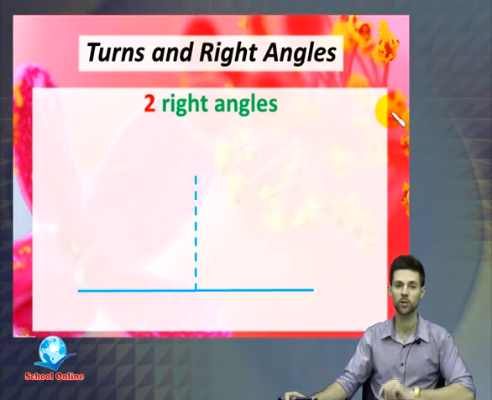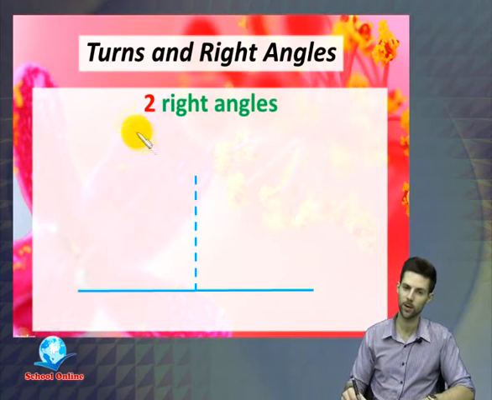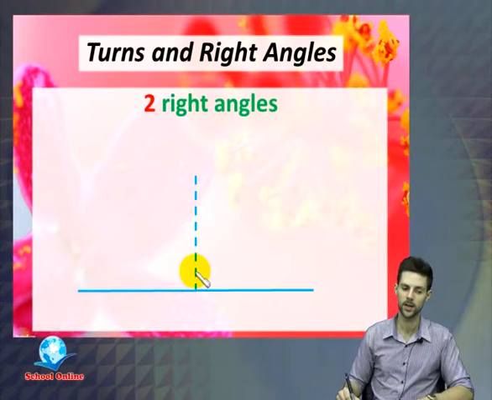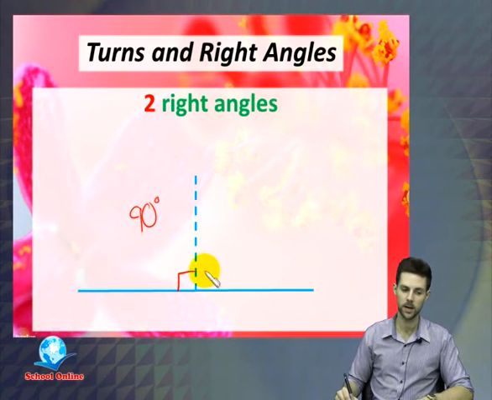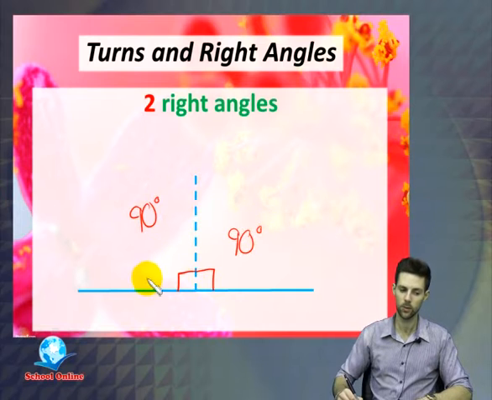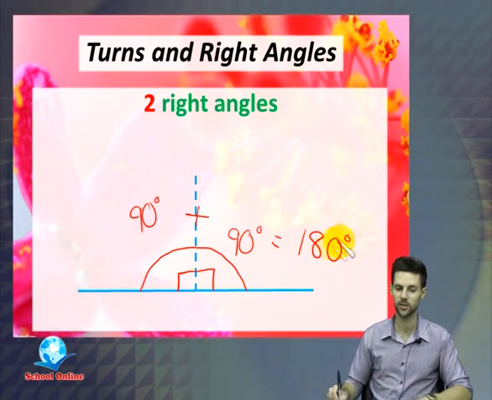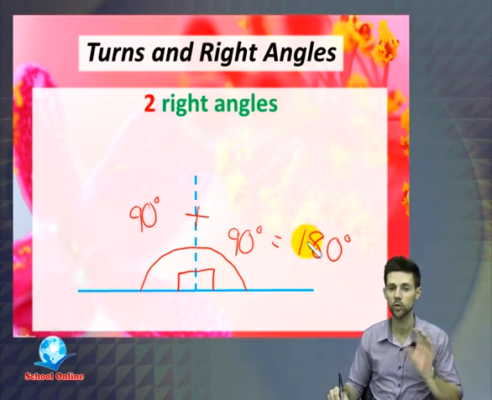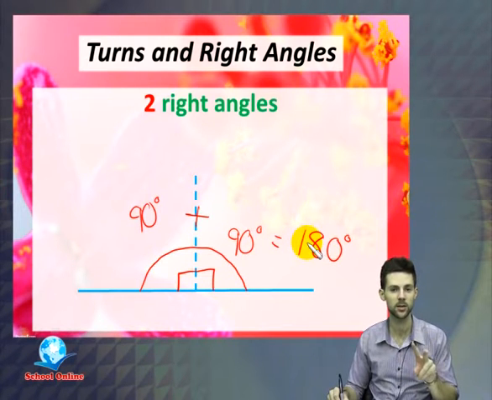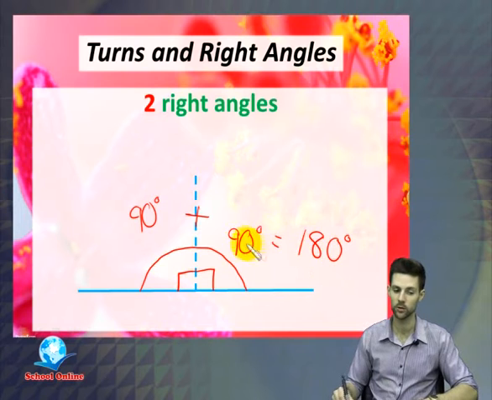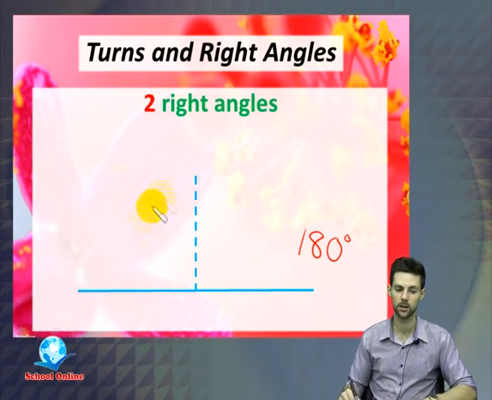Here we have two right angles. So where are they? Can you mark them? Here we have a right angle, 90 degrees. And here we have a right angle, 90 degrees. What is the size of the two angles together? This angle here. We can add the two angles together and get 180 degrees. So here we have two right angles, and two right angles together are 180 degrees.